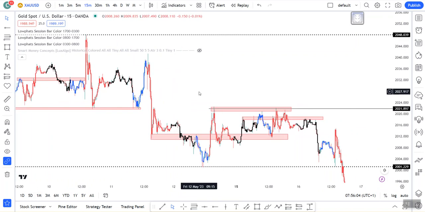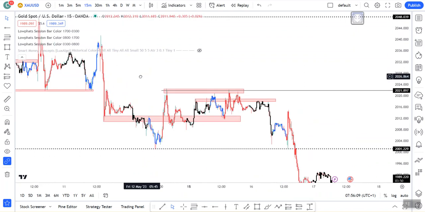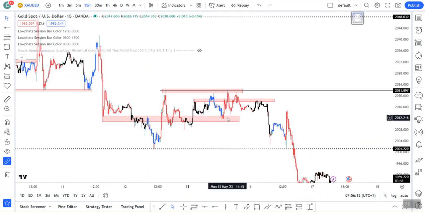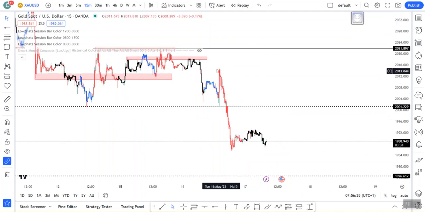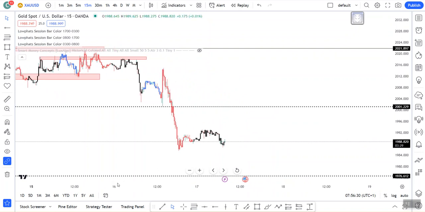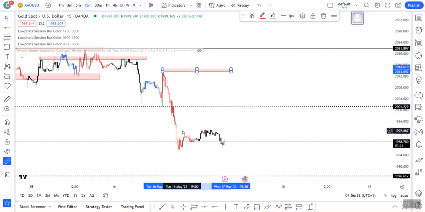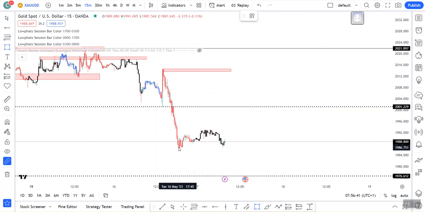Then in US, since our special focus is mostly on US, a lot of the trades are being taken off of US zones, just like we have today. This is the high of US. So this is US high, US low.